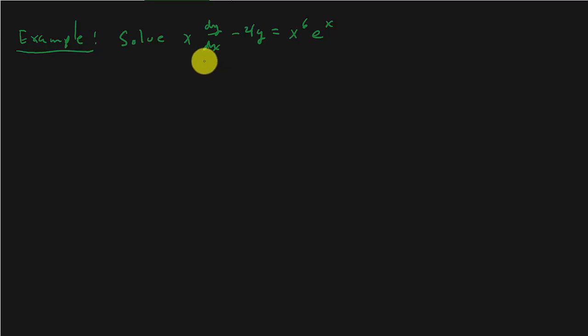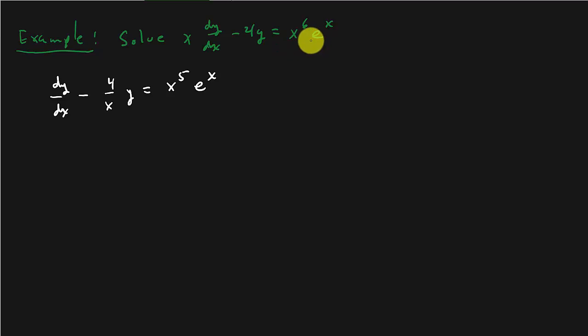So we've got to multiply each term by x. So that's going to give me dy/dx minus 4 over x y equals x to the 5th e to the x. I just divided. I can't remember, I might have said multiply. If I said multiply, I meant divide. If I said divide, then forget I said that. Divide each term by x.